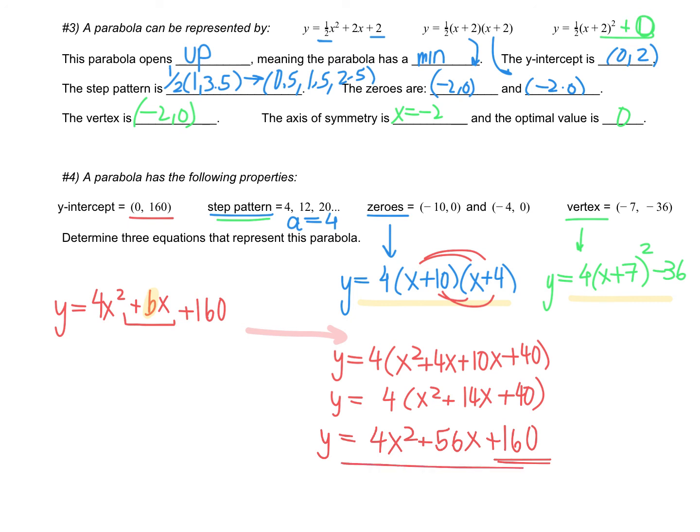This is my standard form now. And that's it. Those are our properties. So standard form gives us our y-intercept, factored form gives us our zeros, and vertex form gives us the vertex. And all three of those forms can tell you the direction of opening and the step pattern.